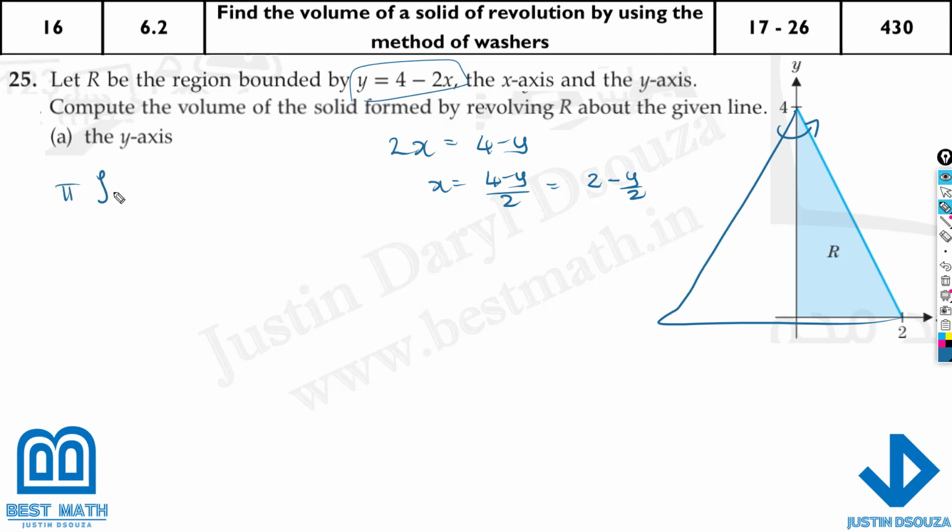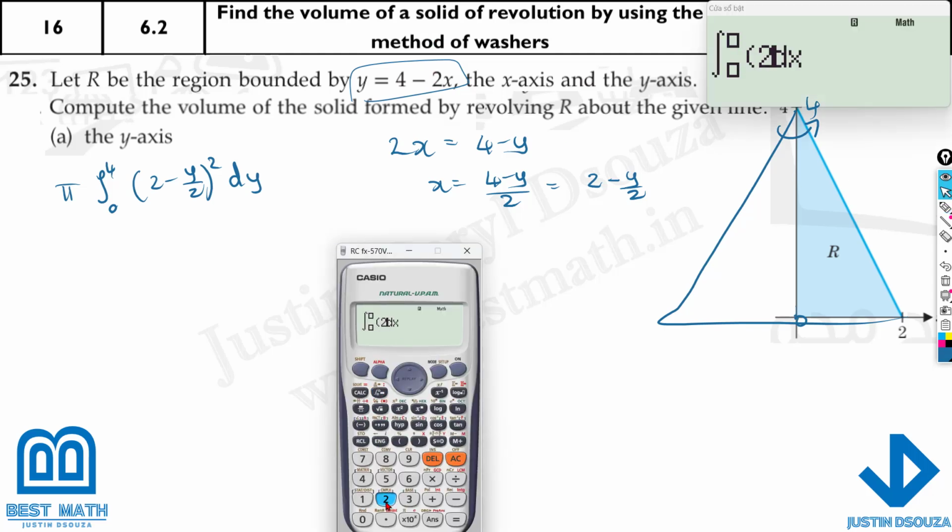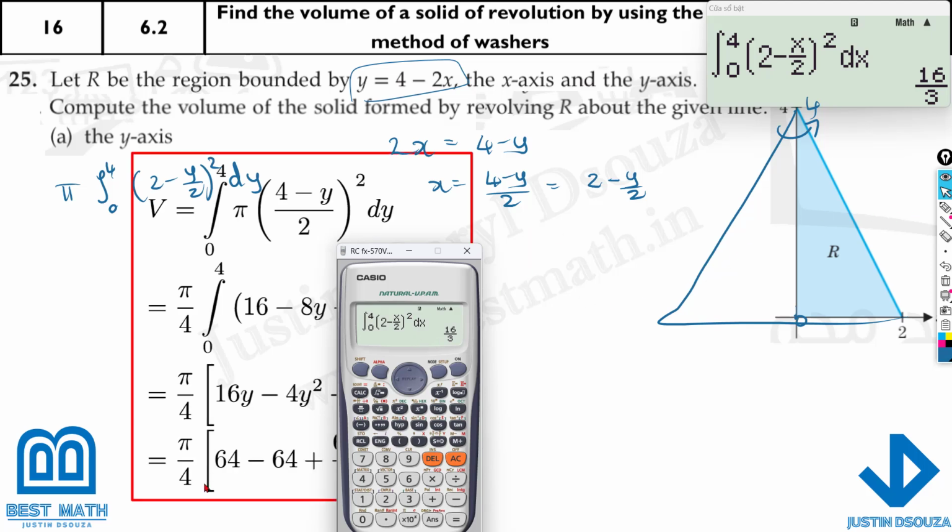So it is pi integral. What are the limits here? This is very important. The limits will be along the y-axis. 0 to 4 only. The equation is 2 minus y by 2, the whole square dy, because it's along the y-axis. Now put that in the calculator, you should get the final answer. Integral 2 minus y divided by 2. We don't have y, so we use x squared. It is 0 and it goes until 4. 16 by 3, but don't forget the pi, it should be 16 pi by 3.